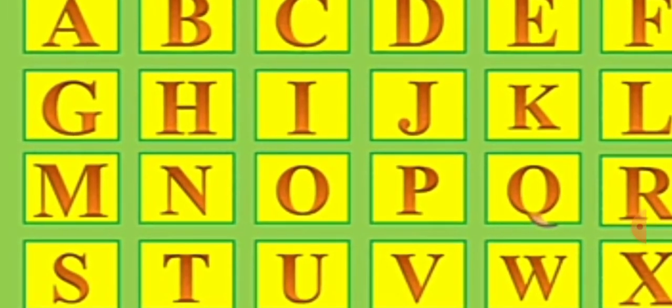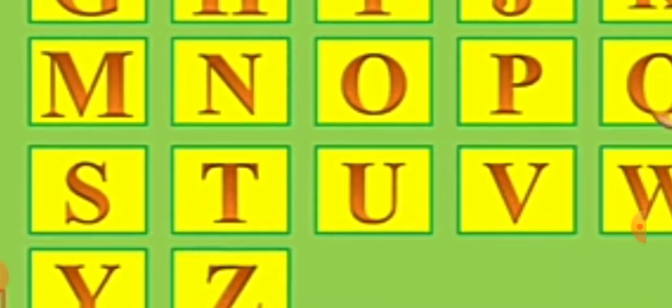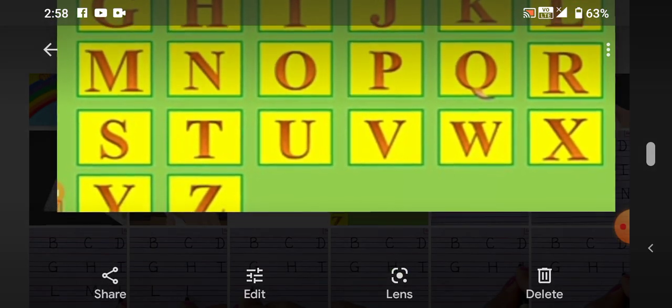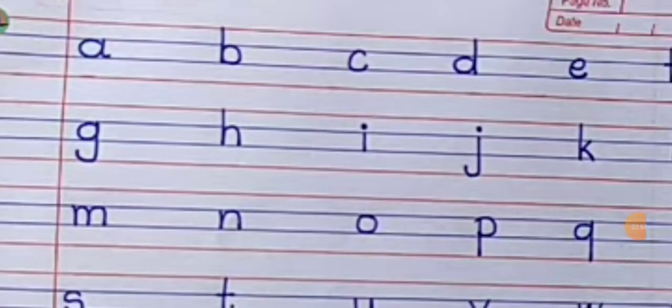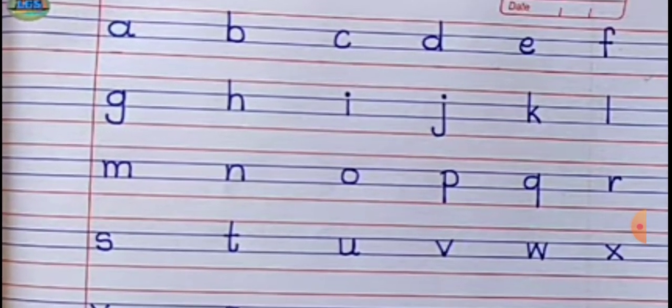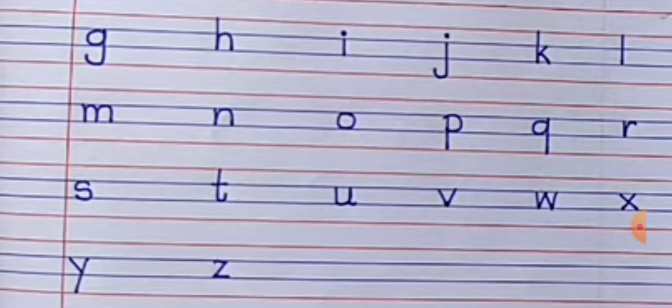These are capital alphabets. Shall we read together? Come on. A, B, C, D, E, F, G, H, I, J, K, L, M, N, O, P, Q, R, S, T, U, V, W, X, Y, Z. So these are the capital alphabets. Now what is next? Next is small alphabets. Come on, let us read. A, B, C, D, E, F, G, H, I, J, K, L, M, N, O, P, Q, R, S, T, U, V, W, X, Y, Z.